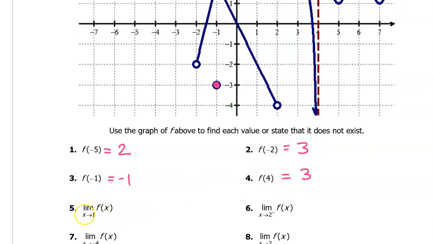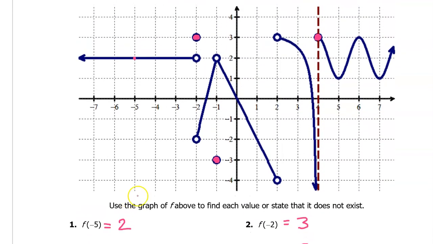Okay, so for problem number 5, we need the limit as x approaches 1. Okay, so here is an x value of 1 right here. So the limit is going to be what the function is approaching, the y value that we are approaching as we get closer and closer to an x value of 1. So as we get closer and closer to 1, the y value is getting closer and closer to -2. So that's the limit.